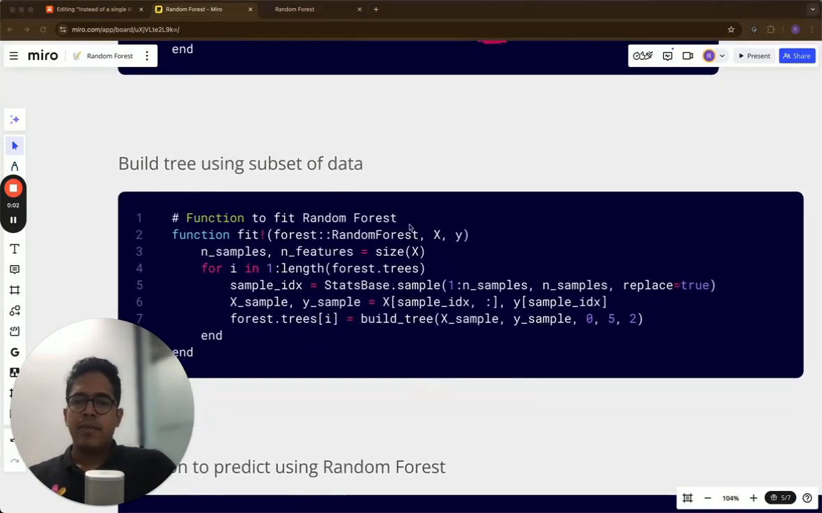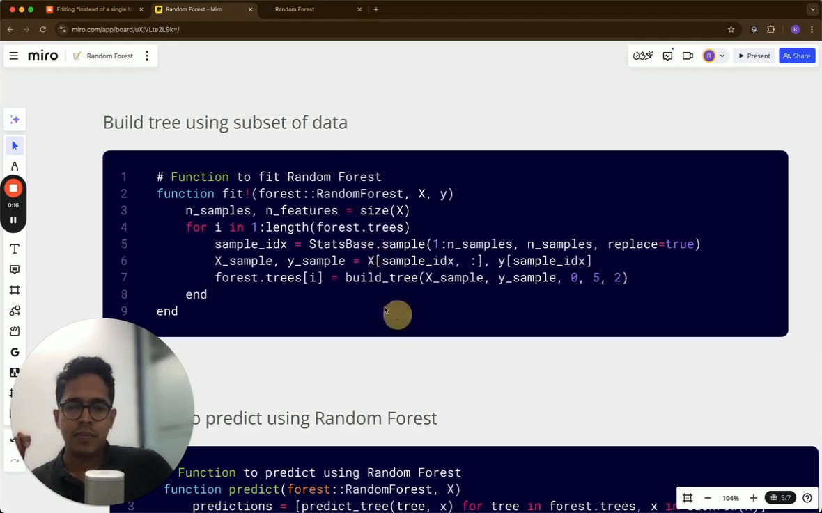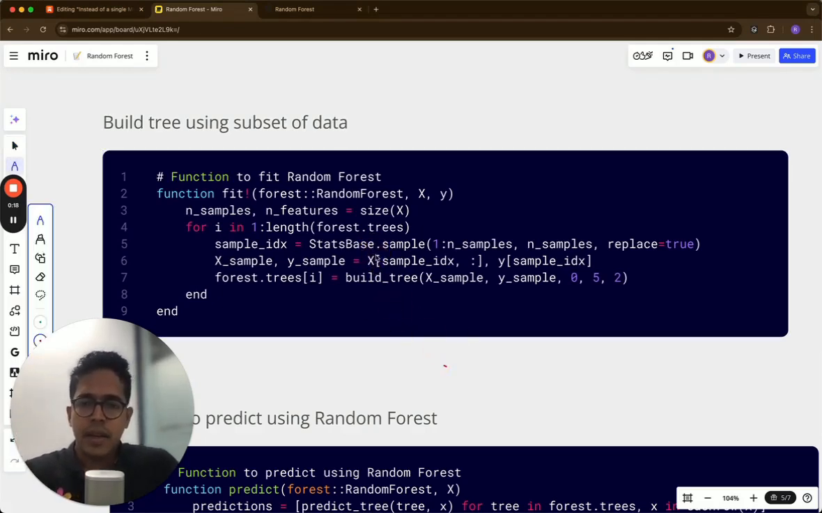Then you have a function here which helps you build the subset of data. So you are sampling data sets from your big data. Your entire data set is X and Y. Let me take the pen. Your entire data set is X and Y, and from that you are sampling data sets of certain IDs, and that you are storing in this X sample and Y sample.